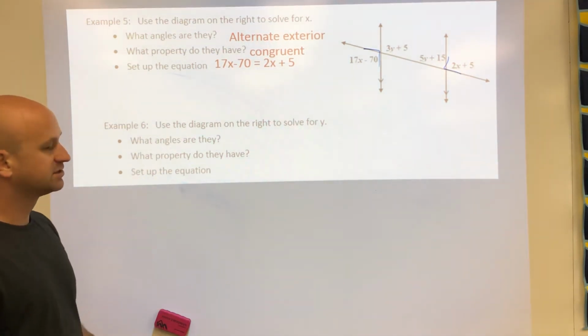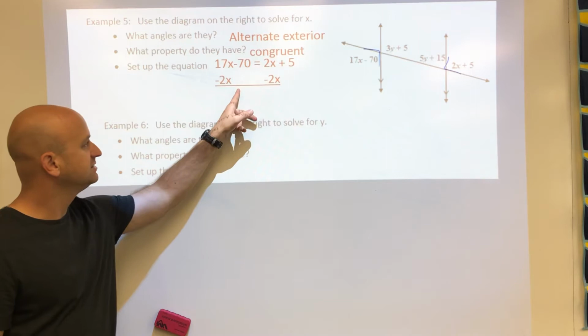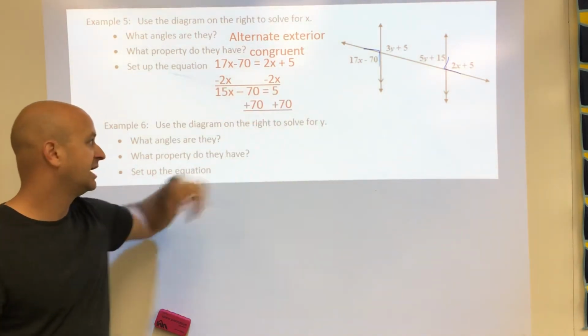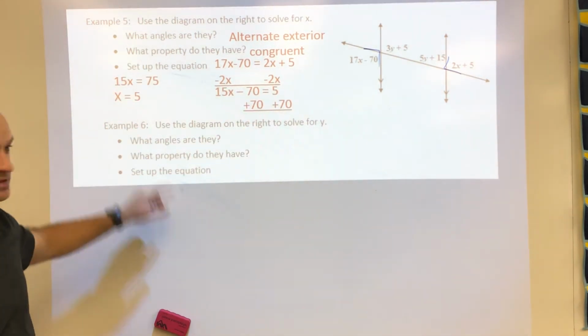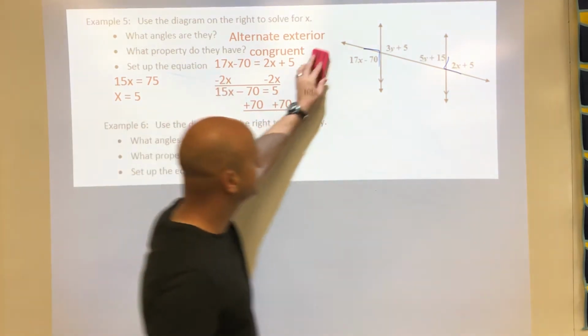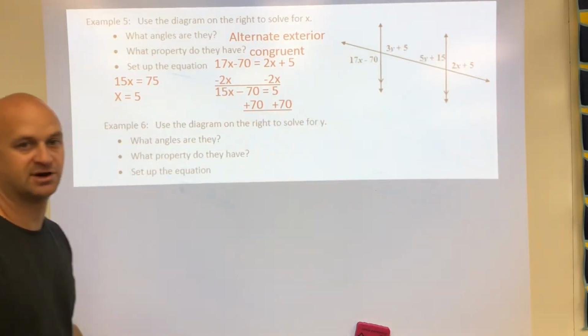All right, so from here, we're going to take the smallest variable and subtract it, and then we're going to take the number and add it, and then divide, and we get x equals 5. And since the directions say solve for x, we're done with the problem.